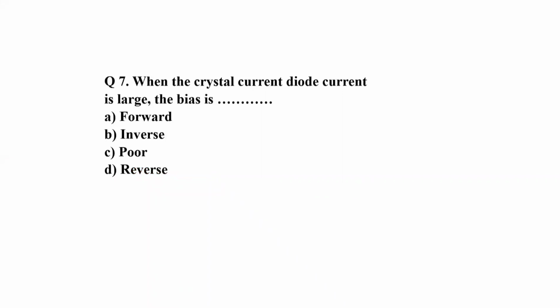The next question: when the crystal diode current is large, then the biasing should be. We know that when the diode is in forward bias condition, then only there is a heavy flow or large flow of current. So the answer for this question is the forward bias state or forward biasing.